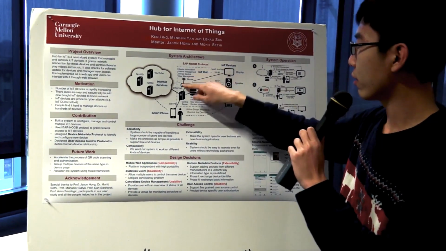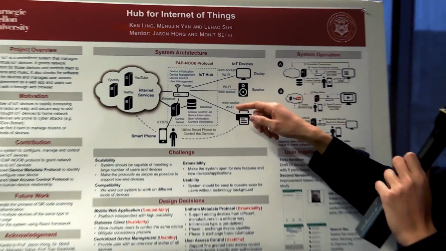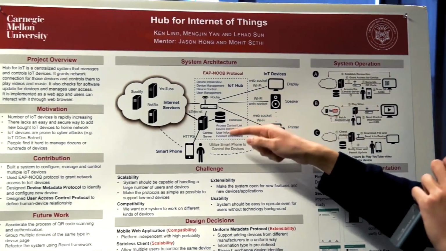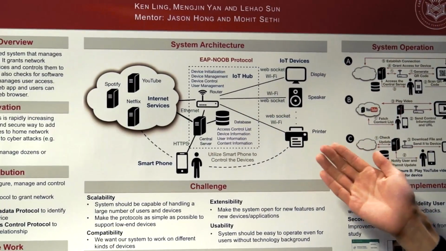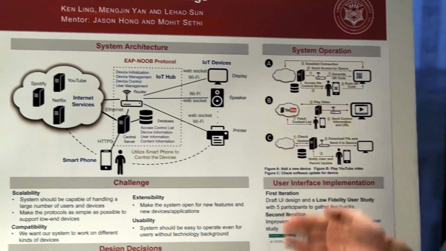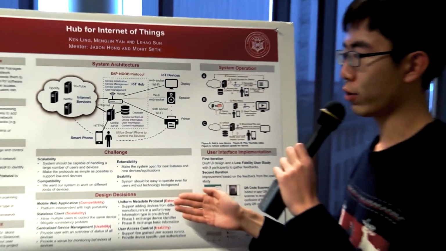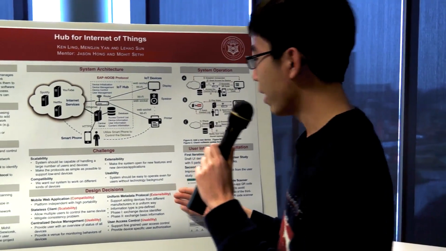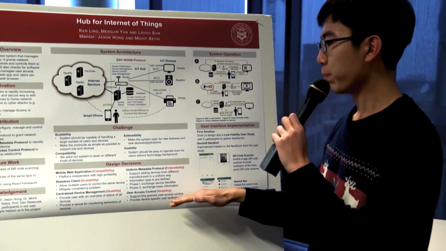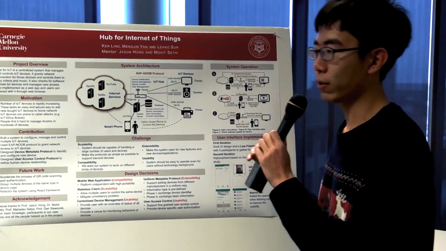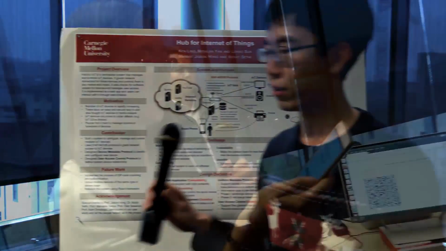And also the router provides centralized device management, a venue for the users to monitor the behaviors of the IoT devices. We also designed a uniform metadata protocol to allow adding different devices from different manufacturers, and our hub server provides fine-grained user access control. Now we would like Mengjin to give a live demo.